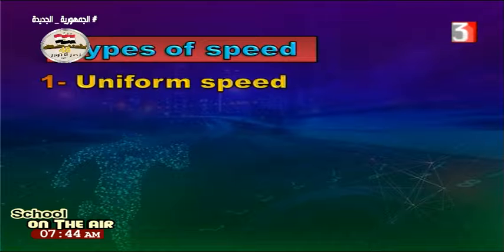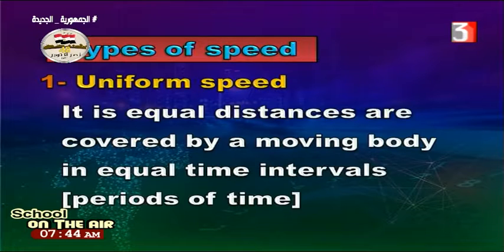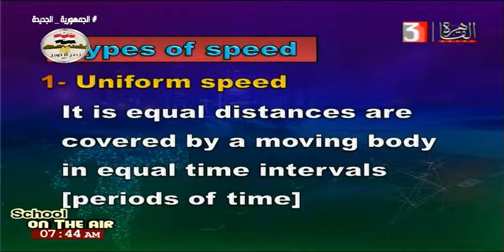Another point in this lesson: types of speed. What are the types of speed? Uniform speed. If an object covers equal distances in equal time intervals, we say the object moved with uniform speed, or regular speed. So equal distances are covered by the moving body in equal time intervals.